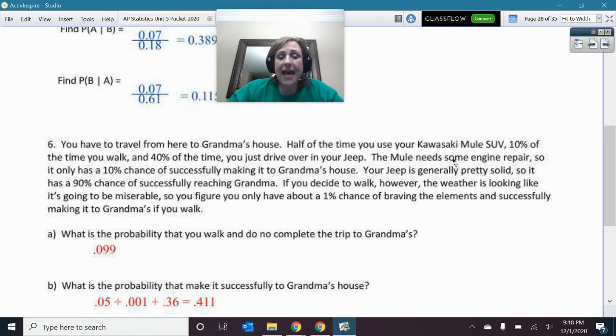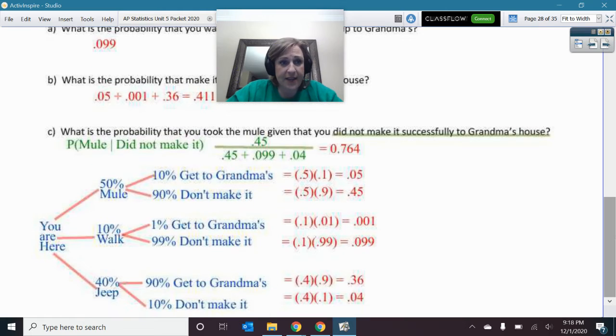So that means I have multiple conditional probabilities. If you have multiple conditional probabilities, then you need to organize this with a tree diagram. So here's how that looked down here. You are here. Here is the rate at which you choose those modes of transportation. And depending on which mode of transportation you take, that changes the probability at which you get to grandma's or don't get to grandma's. Okay? So when I organize that, that's what's all happening.